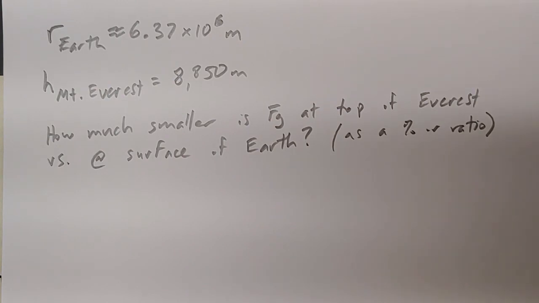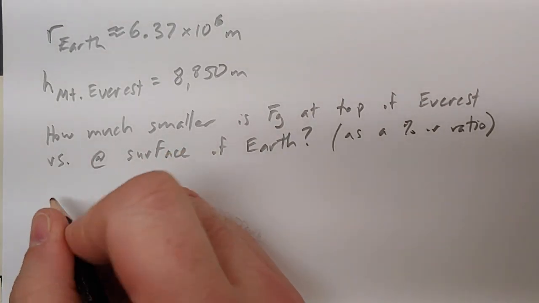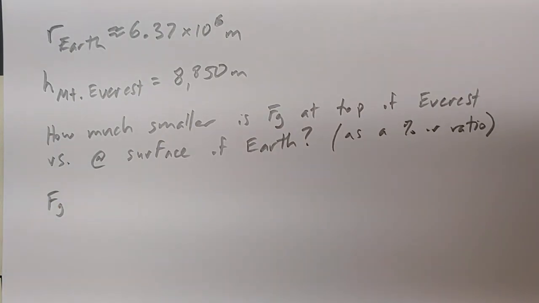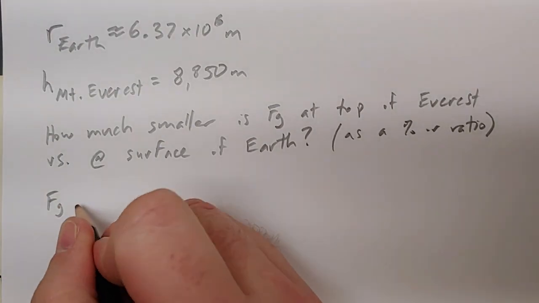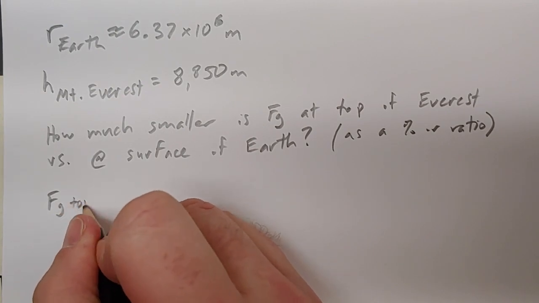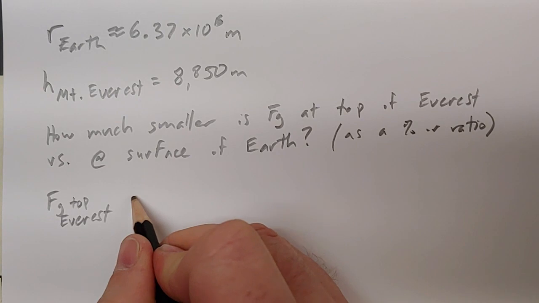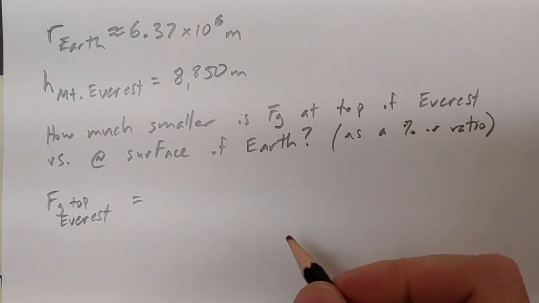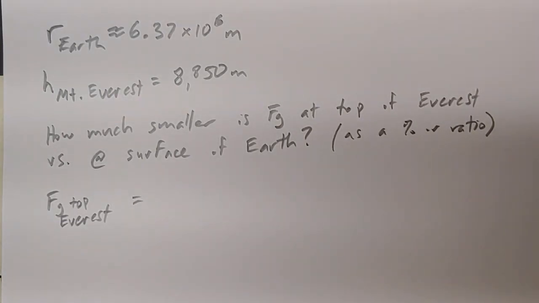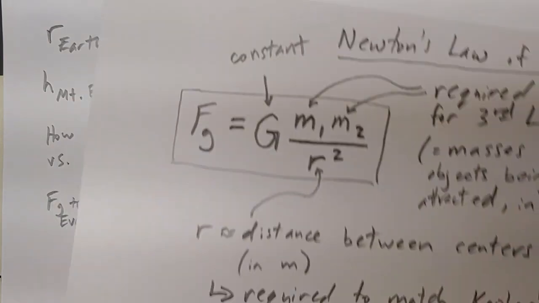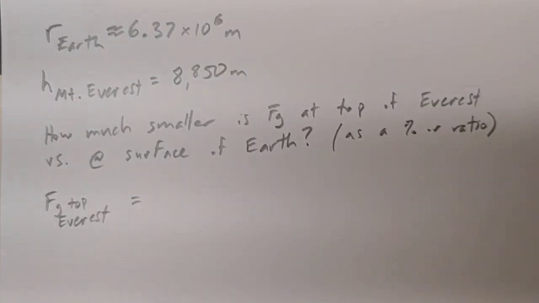All right, so you can go ahead and check your work here. We're trying to figure out what our ratio is. There are a few different ways to do this, and you'll be able to tell if your answer's on the right order of magnitude. So the force of gravity at the top of Everest is going to be equal to, we just take Newton's law of gravitation, G M M over R squared.